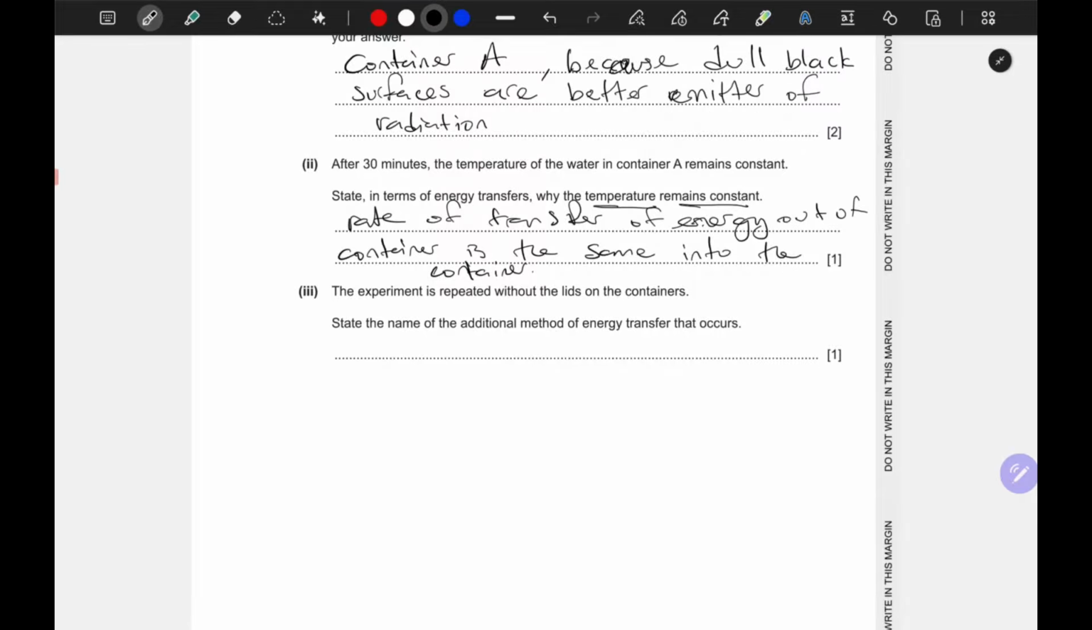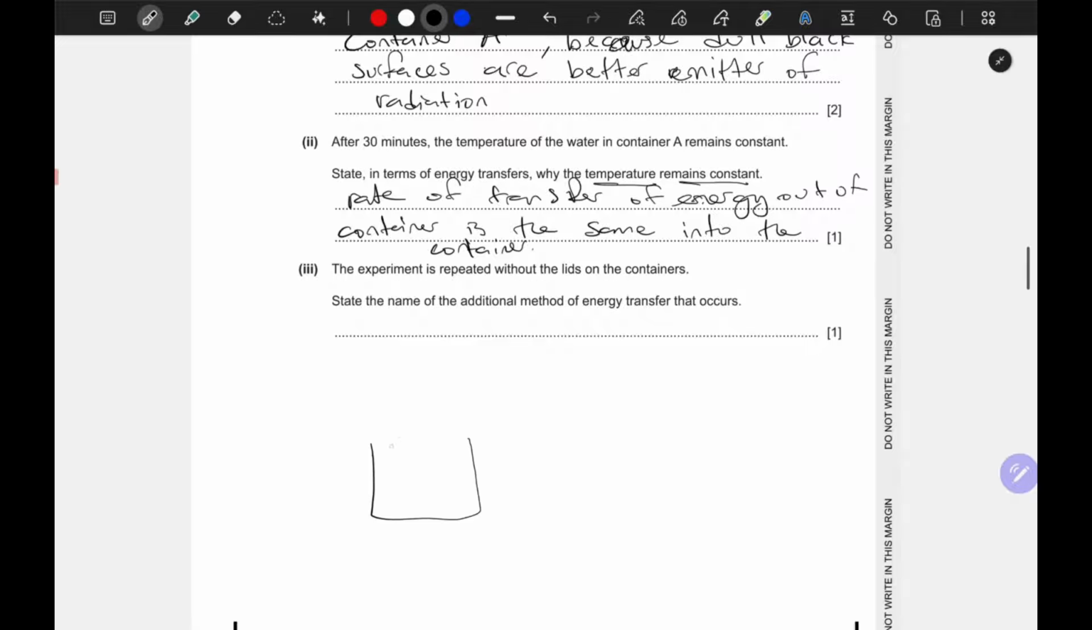The experiment is repeated without lids on the containers. Say the name of the additional method of energy transfer that occurs. So if the containers have no lid, there's hot water. The air near the water is going to be warmed up, so it's going to rise up, and then the cooler air comes down, causing a convection current. Basically, it's convection. This is how liquids and some gases lose heat or transfer heat energy. Convection.